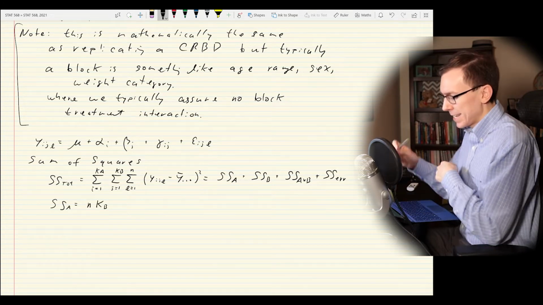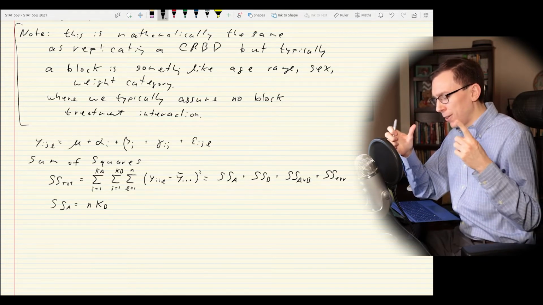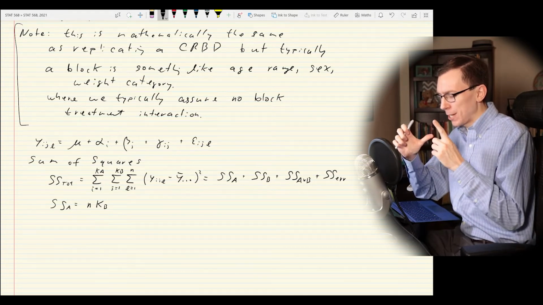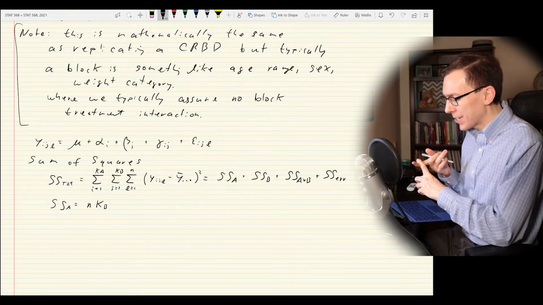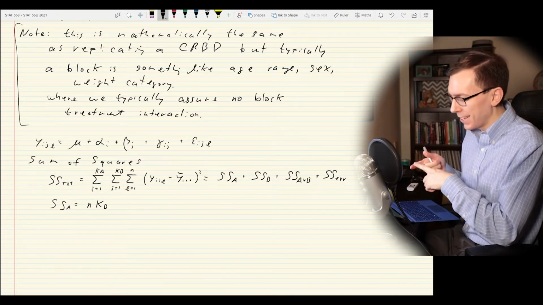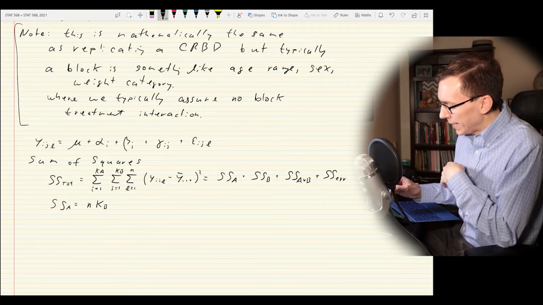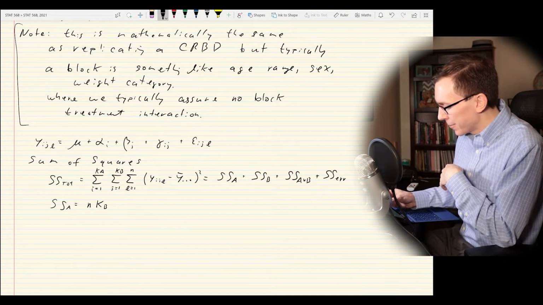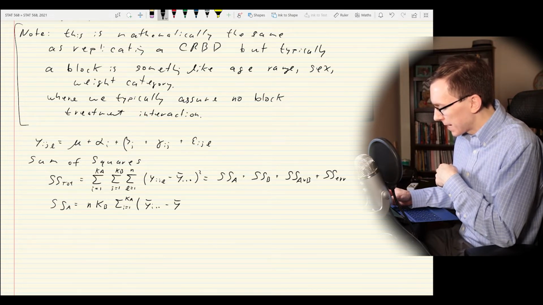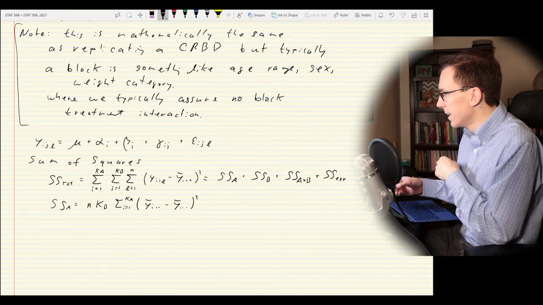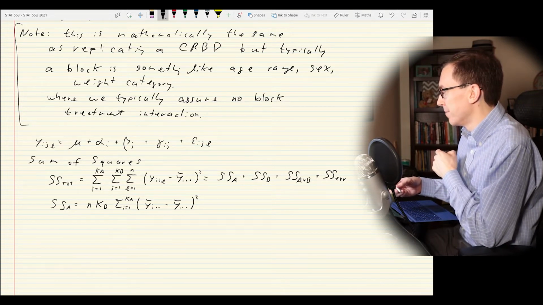Remember, when we do the A sum of squares, we're summing over the j index and we're summing over l. And since factor A doesn't depend on j or l, it only depends on i, we get an n and a Kb out front, and then we're summing over all i from 1 to Ka, and what we're summing is just y bar i dot dot minus y bar dot dot dot.